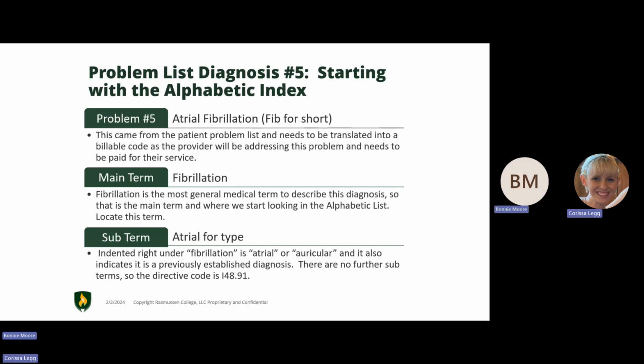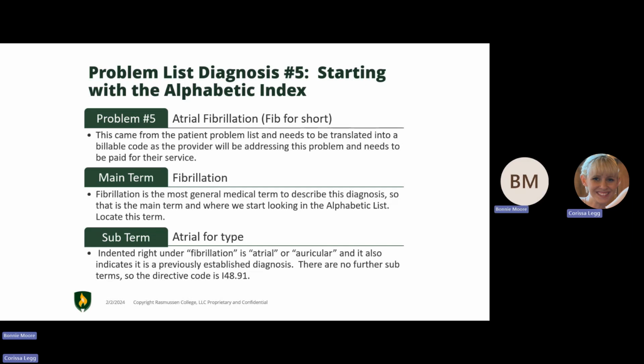This is called atrial fibrillation. I think on your quiz it's going to say atrial fib. A lot of providers may call it that, but when you're looking it up in the code book, it's fibrillation. So our main term, the most general term, is fibrillation. We're going to look that up alphabetically in the alphabetic list in the index.